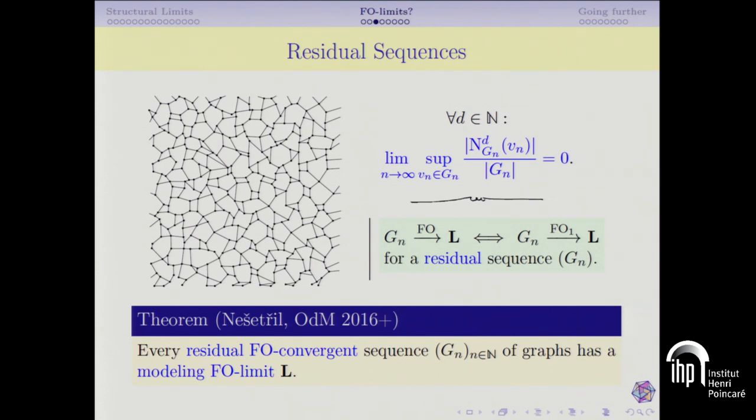This leads to the first idea, which is to extend this reasoning to the so-called residual sequences, which are sequences of graphs such that if you pick any vertex in your graph and look at a ball of radius d, then the proportion of vertices that you will find in this ball of radius d will go to zero when your graph n goes to infinity. So it means that if you have a sequence of graphs which are sufficiently sparse so that no ball of bounded radius will asymptotically contain a positive proportion of all the vertices, then for the same reason, you will deduce from the general result that graphs have FO1 modeling limit that they actually have an FO modeling limit.